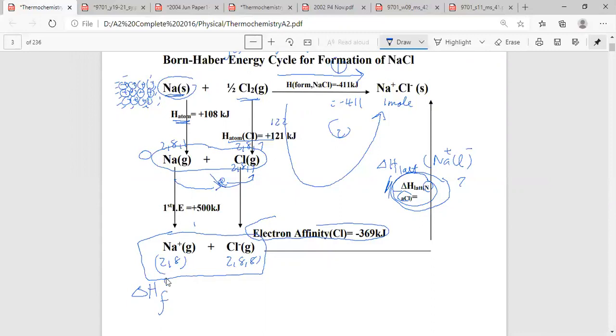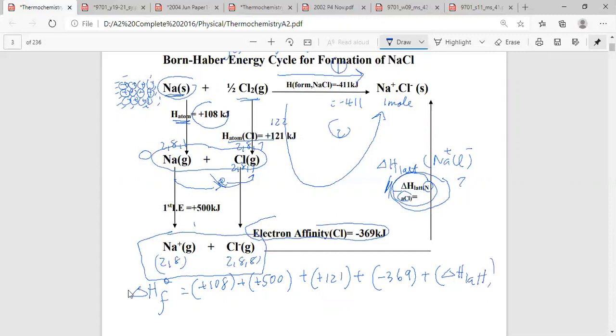Okay, is equals to, well, that's right. Now put all the signs here and you add up. Put the signs here, you can put a bracket first. Positive 108, plus positive 500, plus positive 121 or 122. Positive electron affinity, which is minus 369, plus here you put the lattice energy. You don't care, the sign will come by itself.